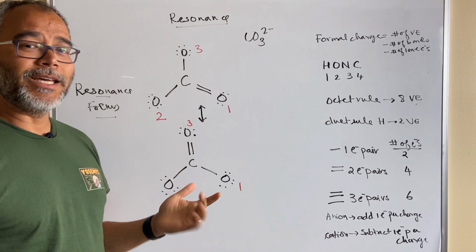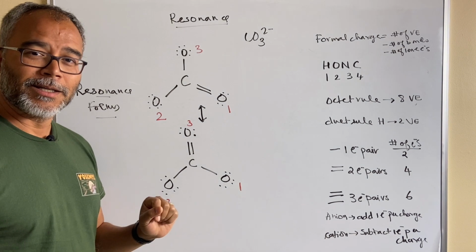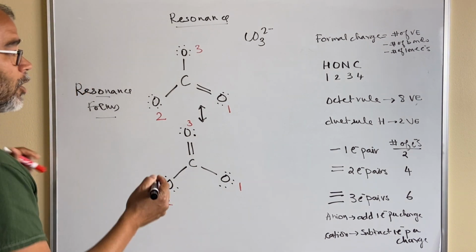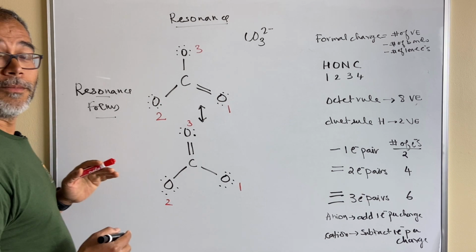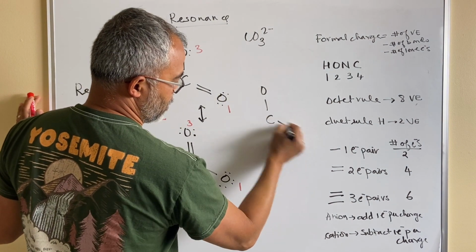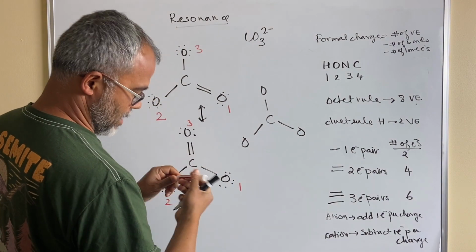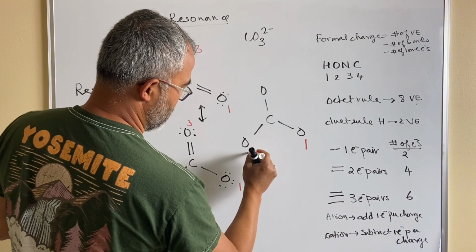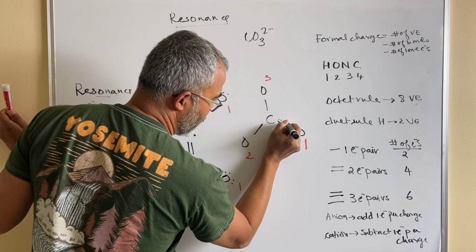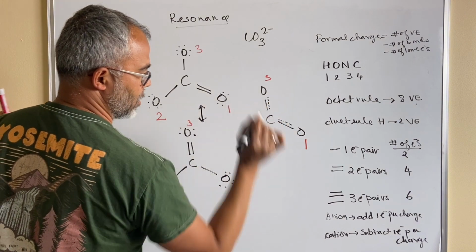So in reality, what does the molecule look like? Does it look like this, or does it look like this? In reality, it looks like a mix between the two. So it's going to look something like this: carbon, oxygen, oxygen, oxygen. Let's label that as 1, 2, and 3, and it's going to have a partial double bond out there, a partial one out here, and a partial one out here.